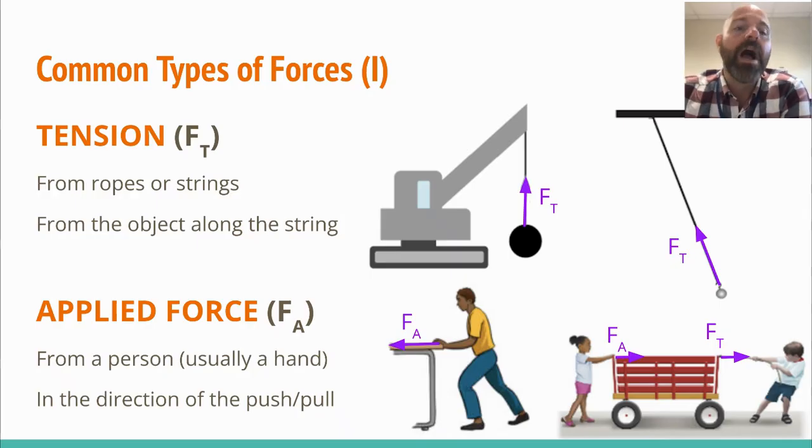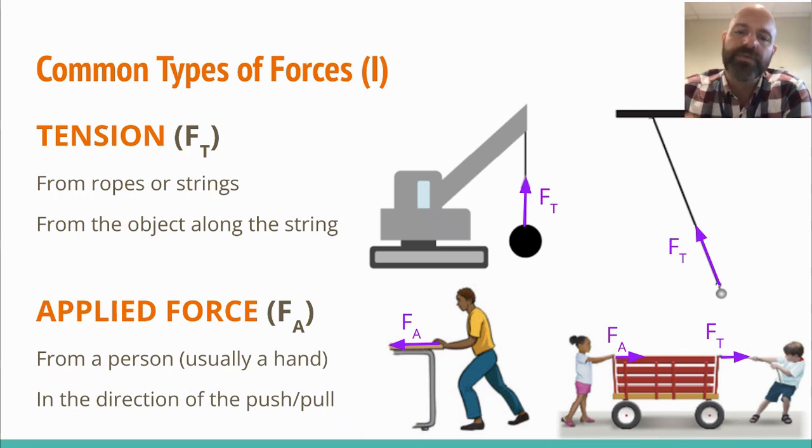So here we have common types of forces. If we just labeled every force as F, F1, F2, F3, it could get confusing. So we have some names for different types of forces that are very common. The first one is the force of tension. All forces get a capital F, pretty much, and then they get a subscript indicating what kind. In this case, capital T for tension.